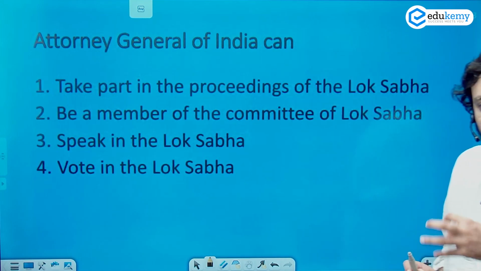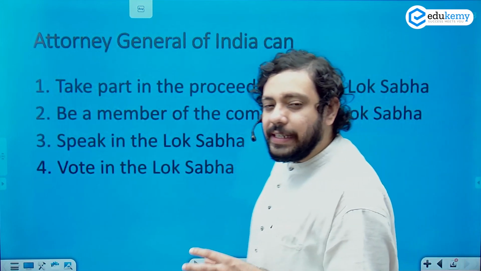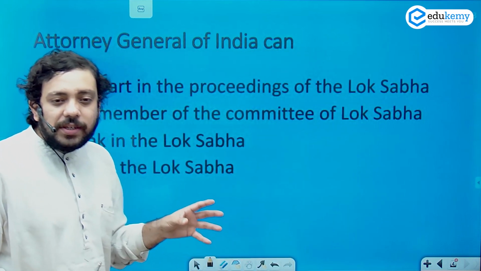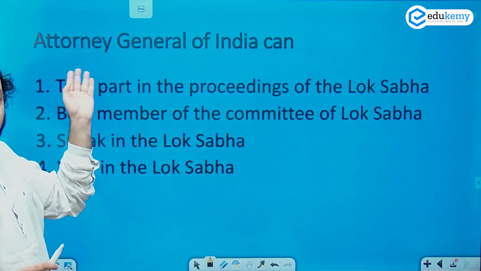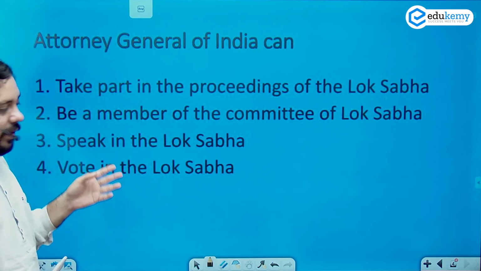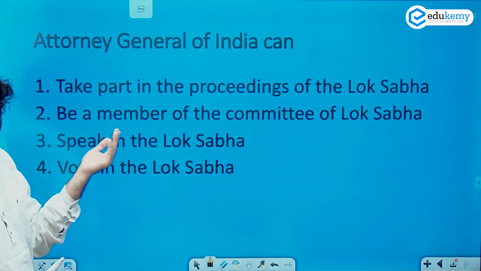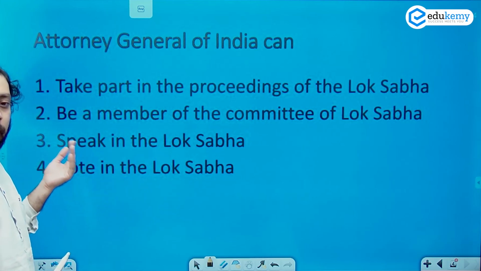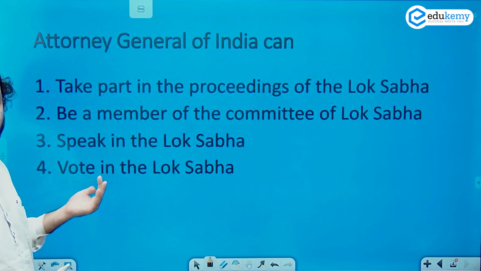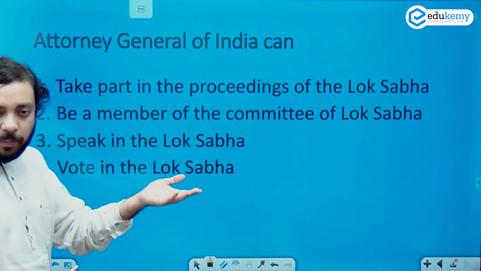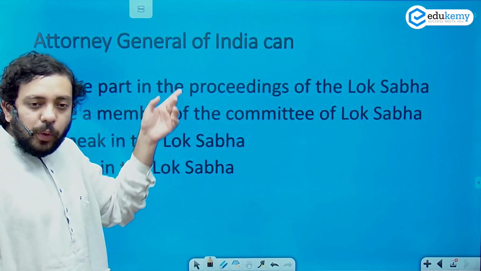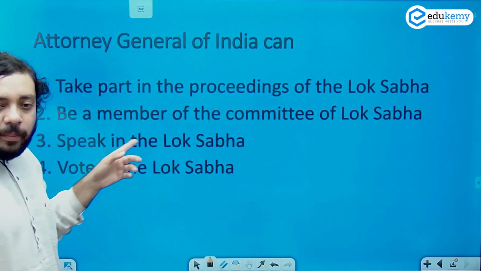The other question, the last question that we discuss in our series, is an interesting question. The Attorney General of India can, number one, take part in the proceedings of the Lok Sabha. Number two, be a member of a committee of the Lok Sabha. Number three, speak in the Lok Sabha. And number four, vote in the Lok Sabha. Now, you have to identify which of them are correct, right?